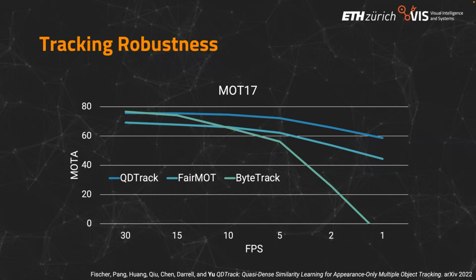Of course, if we know the frame rate of the data set, then we can always tune the proper motion model for this particular data set, but that basically defeats the purpose of designing a robust tracking method.